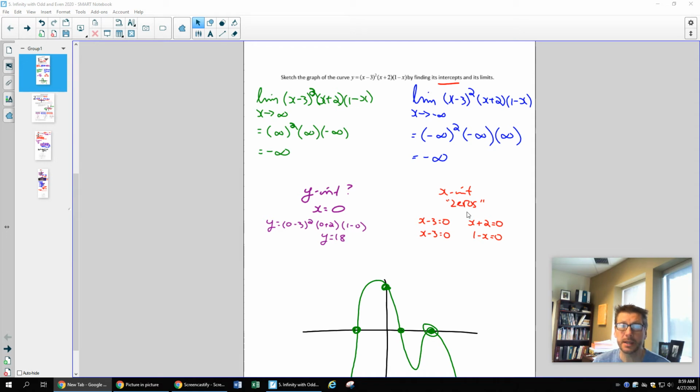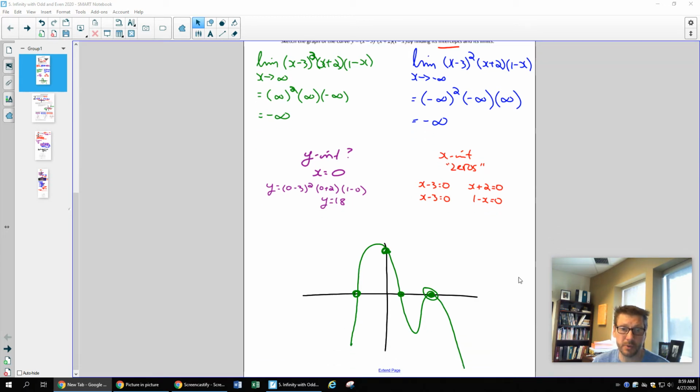That's the bounce. x plus 2 is a factor, x equals negative 2, and 1 minus x is a factor, x equals 1. So we can plot 0 and 18. Do we say this was negative 2 and 0, 1 and 0, and 3 and 0? Those are the points. And as you go to the right, you're dropping to infinity, and as you go to the left, you're dropping to infinity.